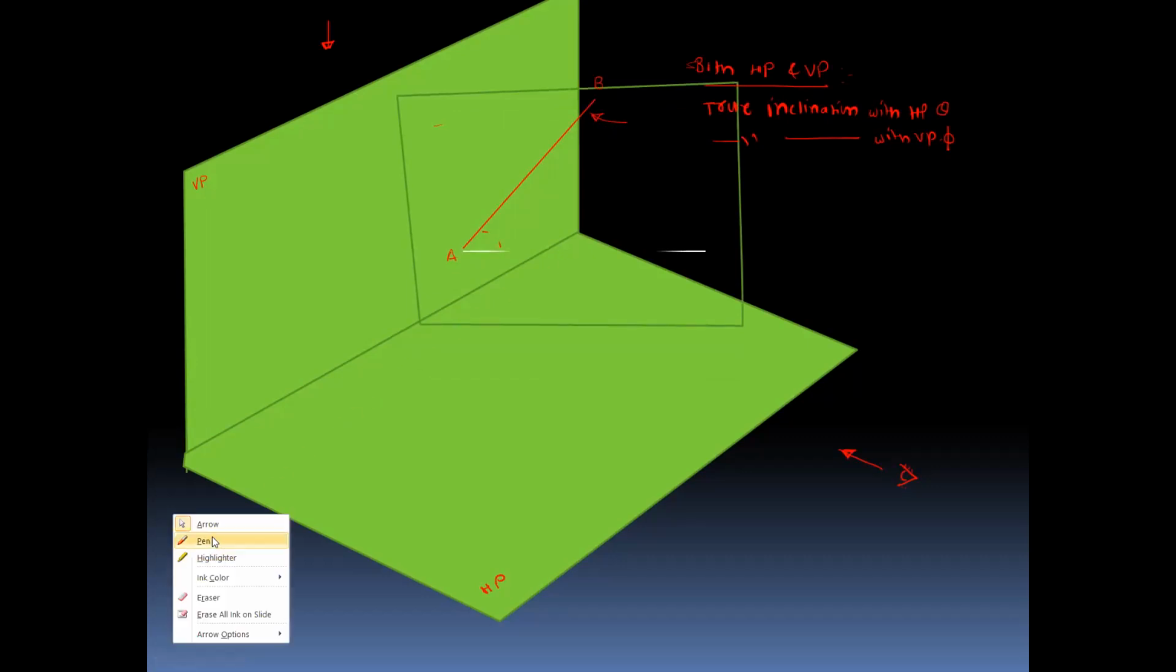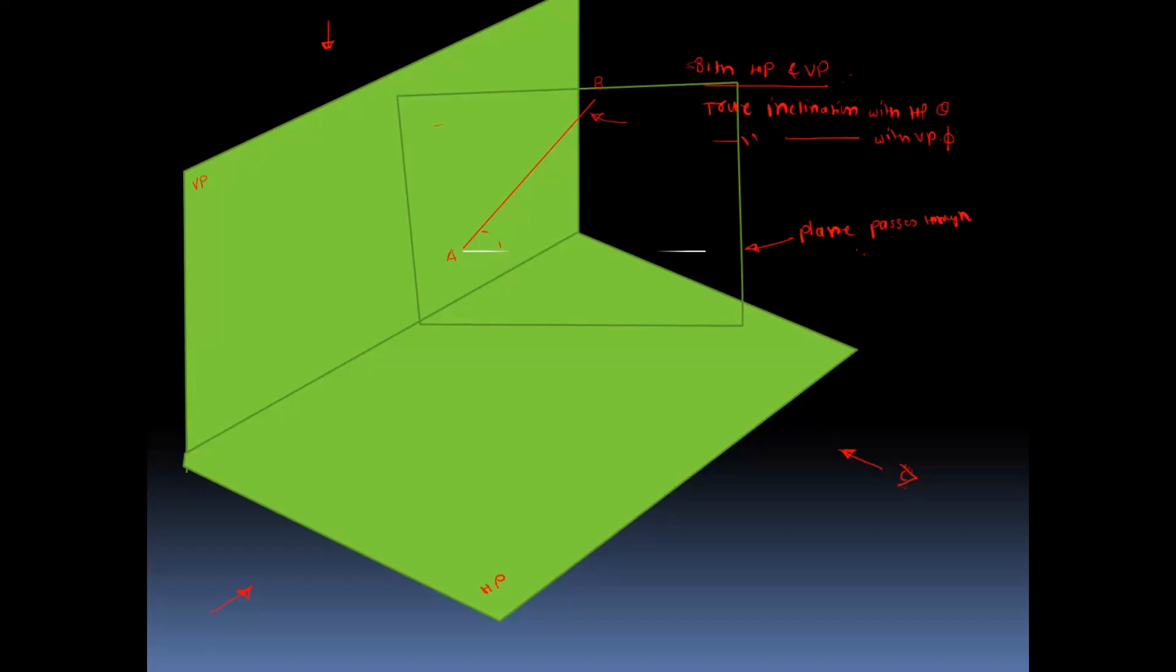Now how can we observe the true inclination? This is the plane which passes through the line AB and it is perpendicular to the HP. Right now this plane is perpendicular to HP. In order to observe this true inclination theta with the HP, we need to change the position of the observer. Right now, for the front view, this is the position of the observer.